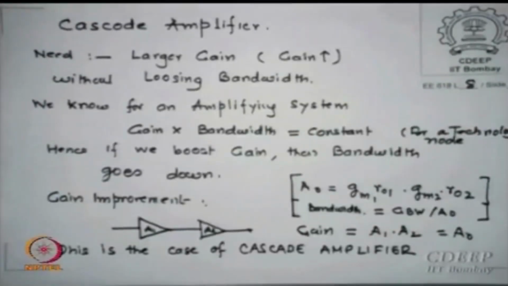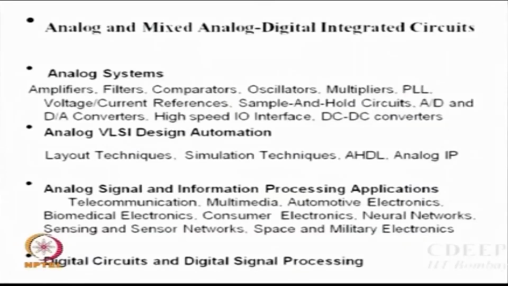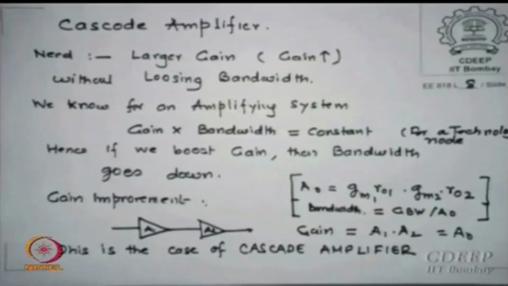Okay, so we were looking last time at the cascode part, and one of the things I said last time about cascode amplifiers is that they have an advantage. I am just recapitulating what we did last time: you can increase the gain without loss of gain bandwidth product, and that is the strength of cascode over a cascaded system.